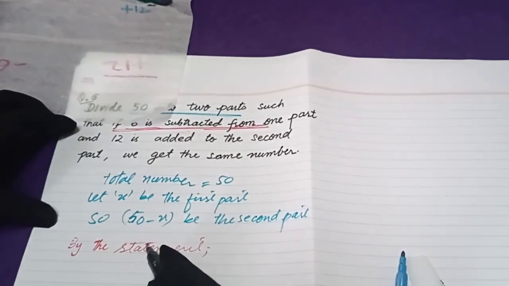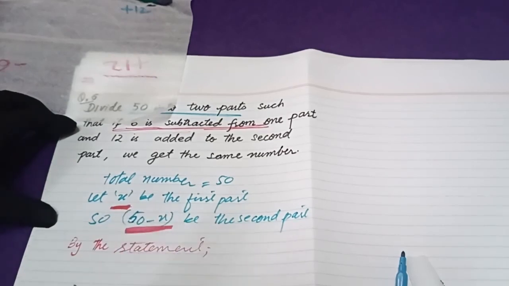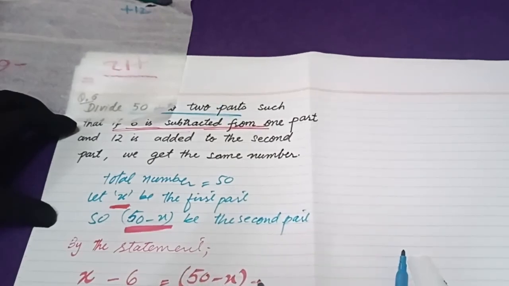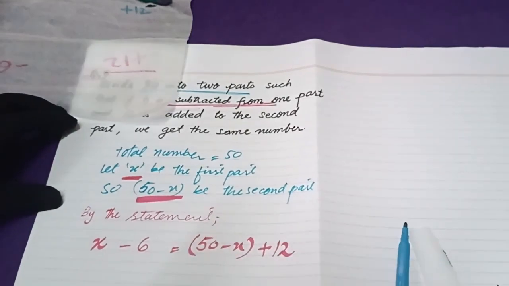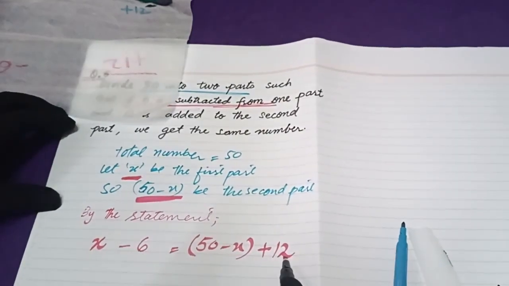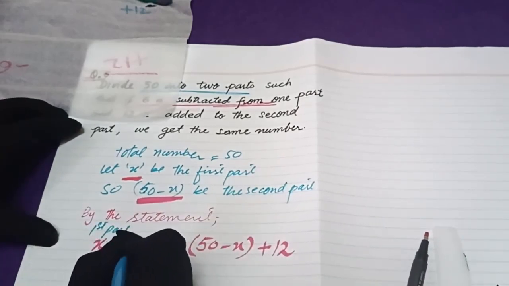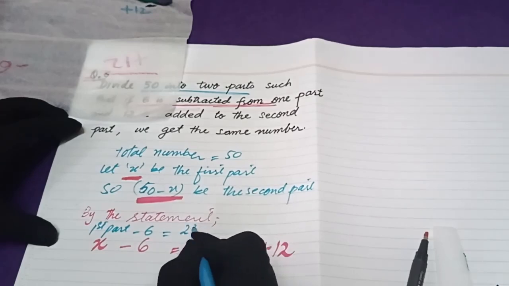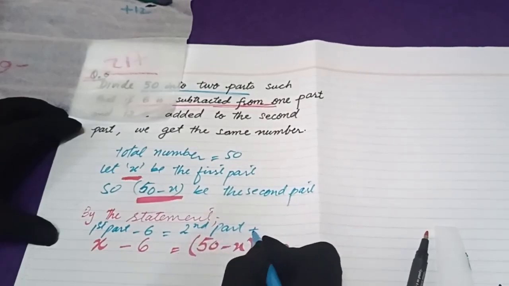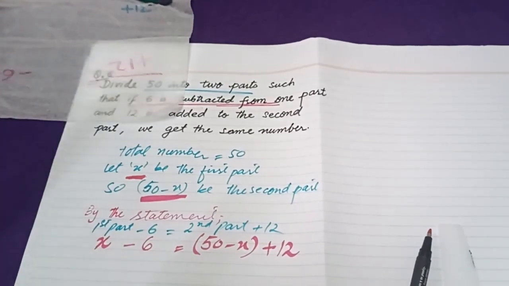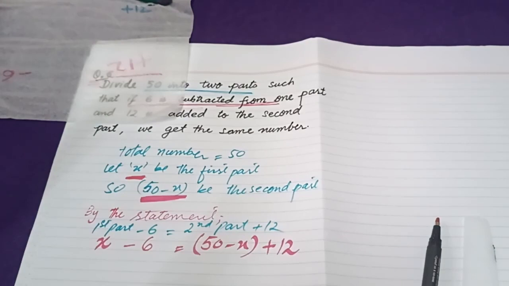This is my first part, this is my second part. First part subtract 6, second part add 12. Or you can write also here first part minus 6, second part plus 12. So the answer will become equal. Your equation will be developed. Now what can we do? We can simply solve it to get the value of x.